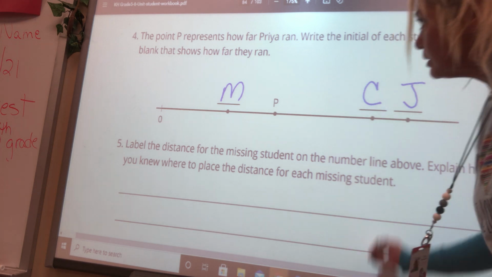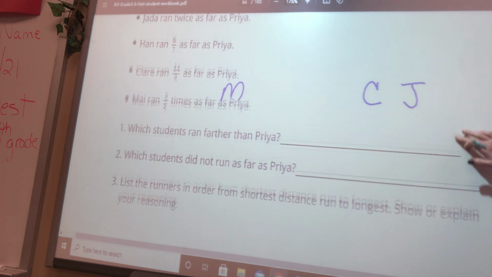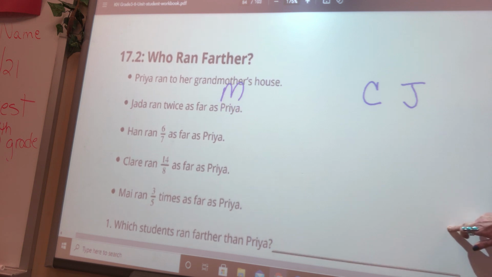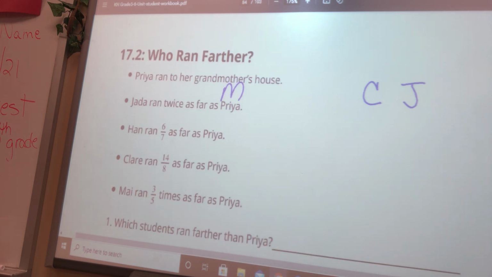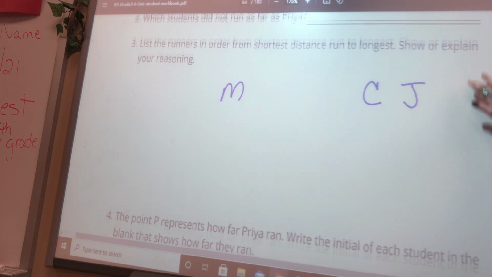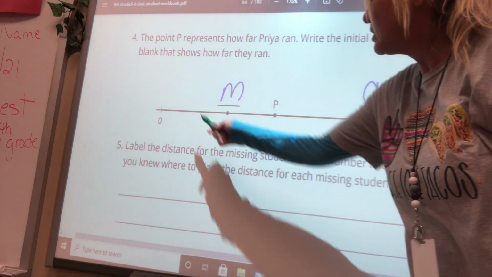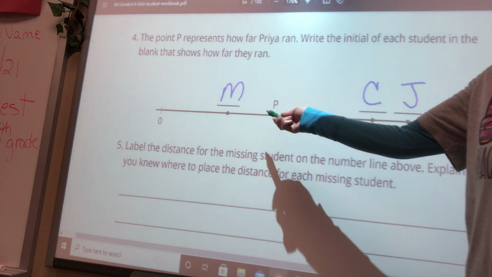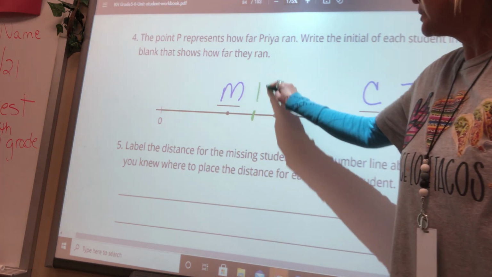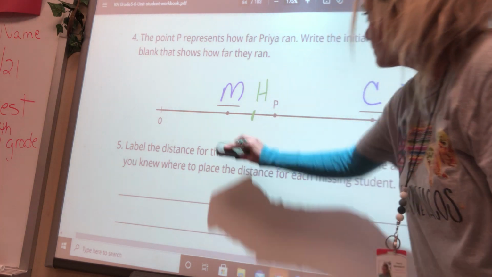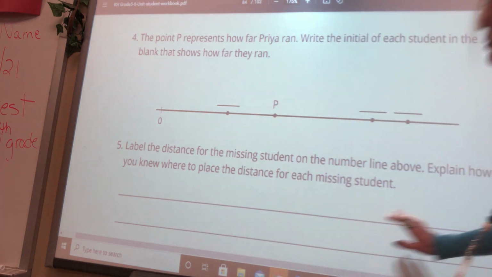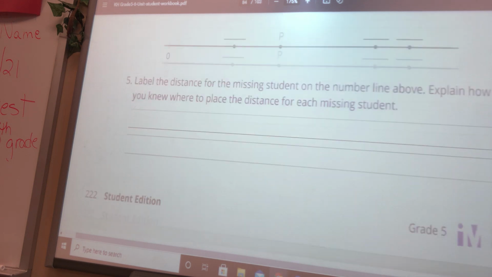Now, if we look back at Han, he ran 6/7 as far as Priya. 6/7. So would he be over here or over here? Right there. He'd be around here, wouldn't he? Bada bing, bada boom. Told you it was short.